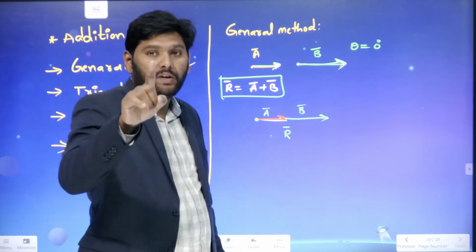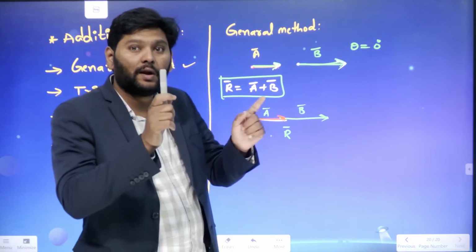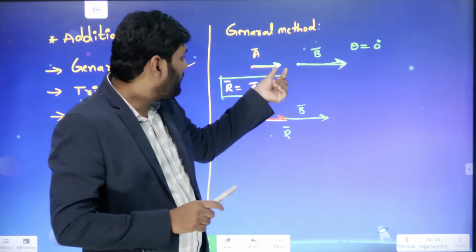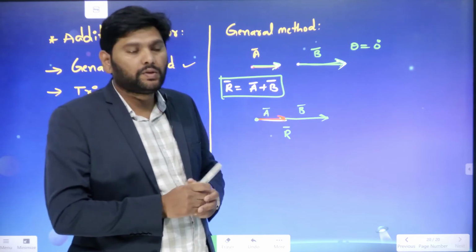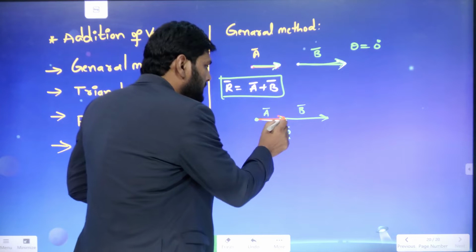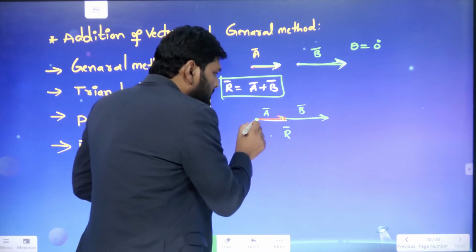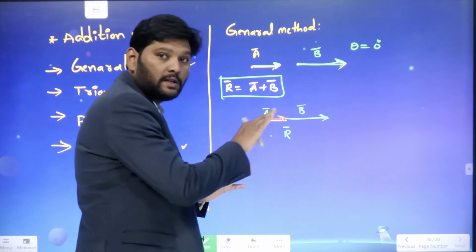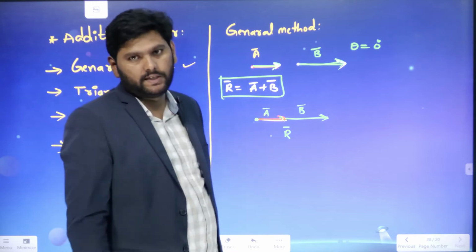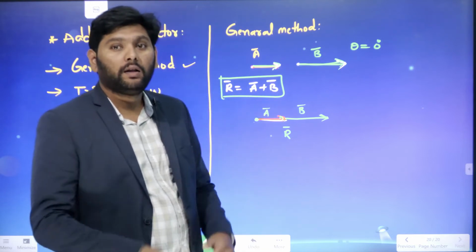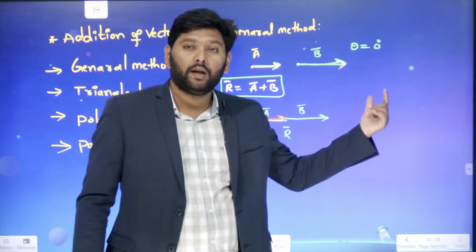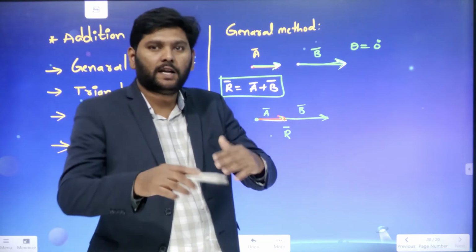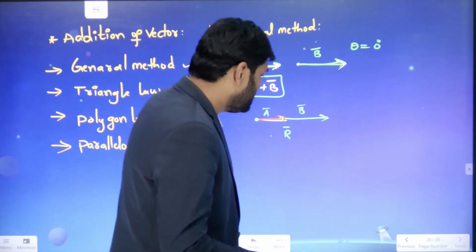While representing it geometrically, what is the condition, the thing you must follow? First vector head and second vector tail must be joined. Then from the tail of the first vector to the head of the final vector will give you your result. So that is your addition of the vectors. Now this is the part when acting at 0 degrees. Let us take one more angle. Let us take if they are acting at a different angle.